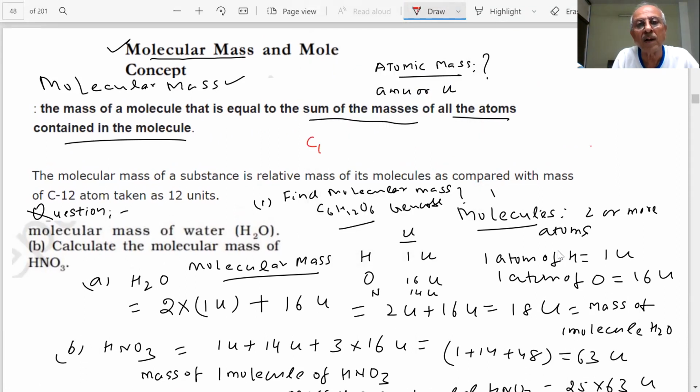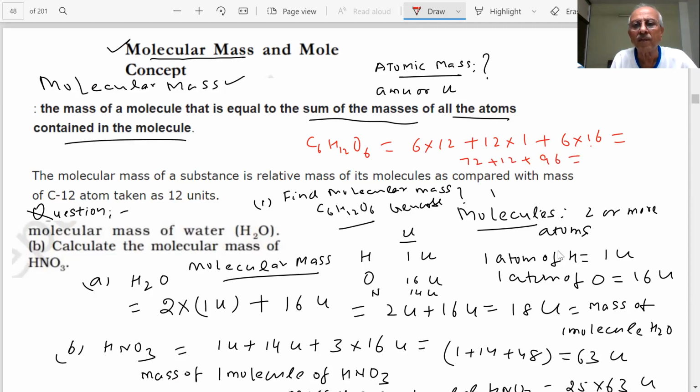We have to find the molecular mass of C6H12O6. What will we get? What is the atomic mass of carbon? How much is the value? 12 U. 6 times 12, plus how many hydrogen? 12 into 1. How many oxygen? 6. What is the atomic mass of oxygen? 16. Then what is the answer coming? 72 plus 12 plus 96. Student, what answer are we getting? 180 U.